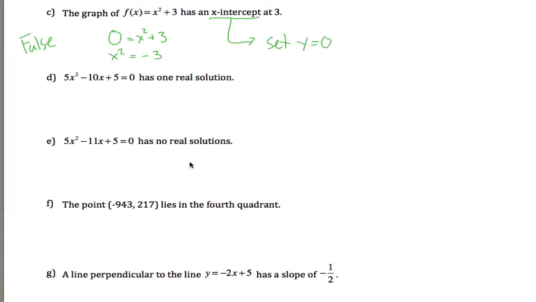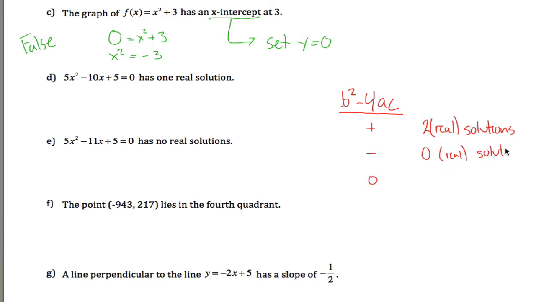The next two ask about this thing called the discriminant. The discriminant is the thing that's underneath the square root sign when you're dealing with the quadratic equation. So b squared minus 4ac. And really there's kind of 3 cases. Either this thing is a positive number, it's a negative number, or it's 0. If b squared minus 4ac is a positive number, you get 2 solutions. If this thing is a negative number, you get no solutions. And if this thing is exactly 0, you get 1 solution.